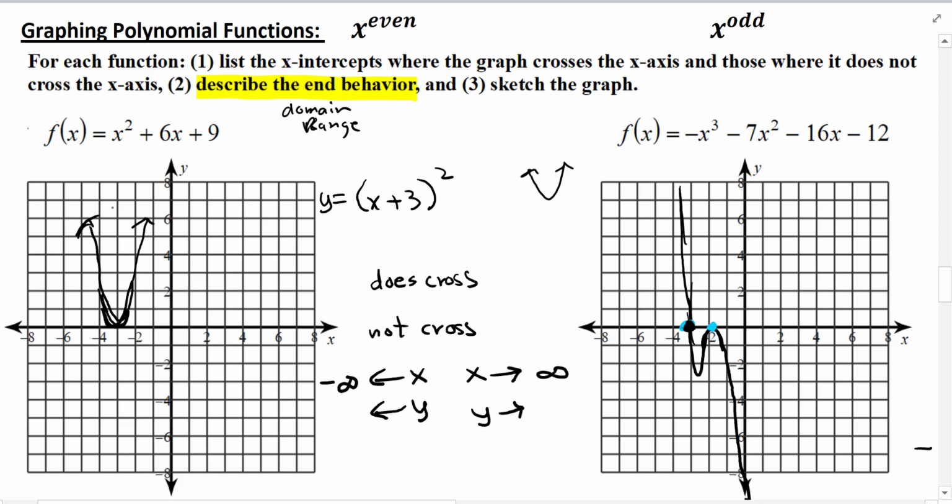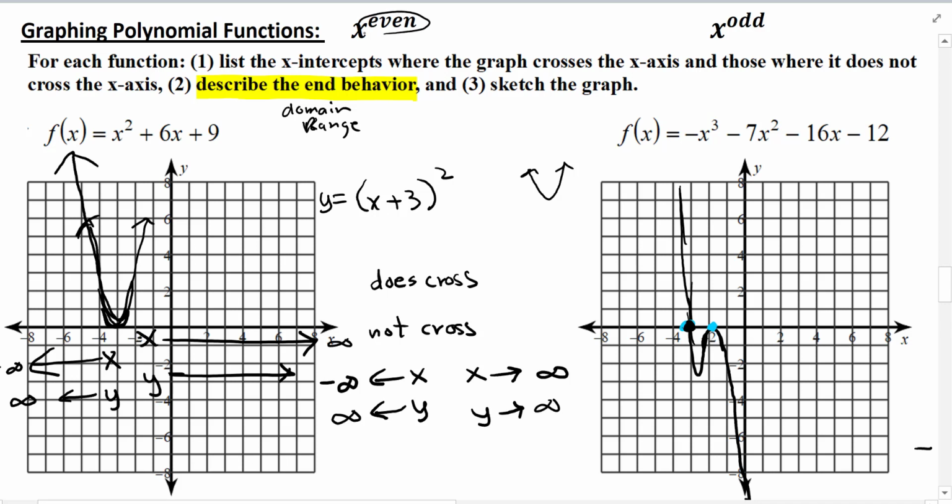And then the end behavior wants to know, as the x's go this way, by the way, that way is headed towards -infinity, what are the y values doing? Well, the y values are headed towards +infinity. And as the x's over here are headed towards +infinity, what are the y values doing? They're also going up.